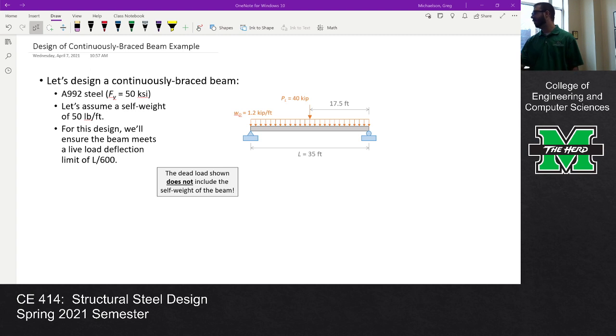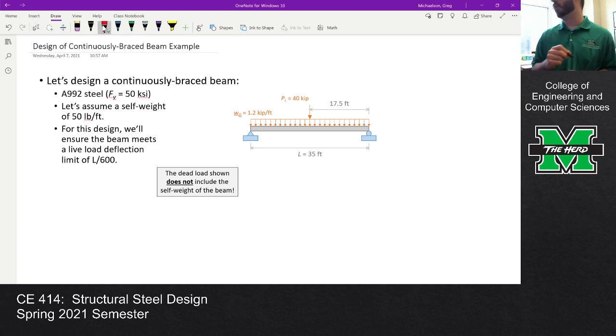Okay, all right. So this is our example that we're going to do today. This is a continuously braced beam. It's 50 ksi steel. We're going to assume a self weight of 50 pounds per foot. So this dead load that you see right here, this 1.2 kips per foot, does not account for the self weight. For this design, we're going to ensure that the beam meets a live load deflection limit of L/600, and we're going to use that to limit our design. So let me just get right into it.